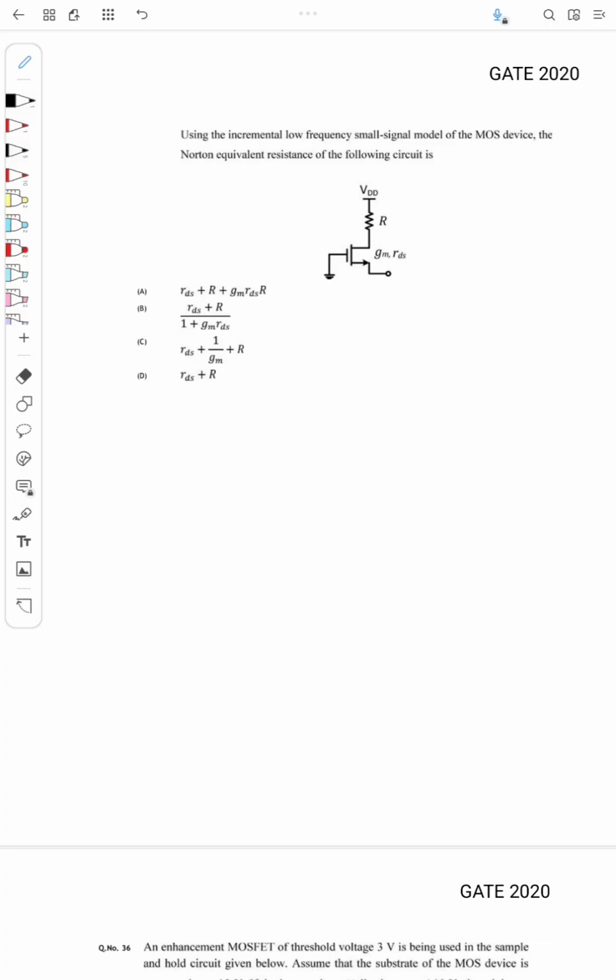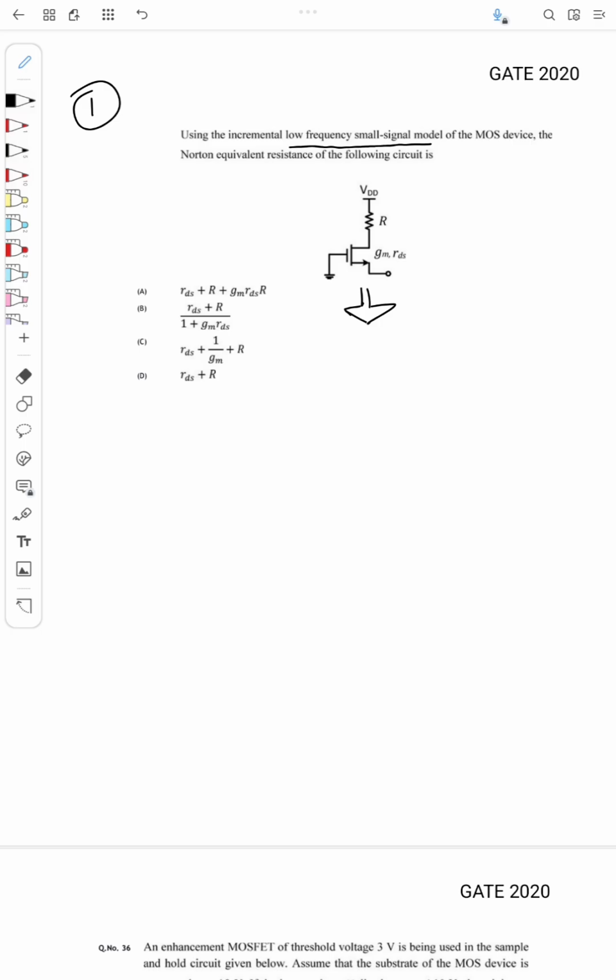So today's first question is from GATE 2020. Let us start. The question is: using the incremental low frequency small signal model of the MOS device, the Norton equivalent resistance of the following circuit is. A MOS amplifier is given here, and we need to find its Norton equivalent resistance. So we have to find the low frequency small signal model. We will just convert this circuit into its small signal equivalent.